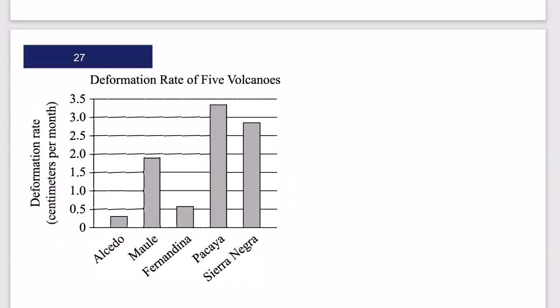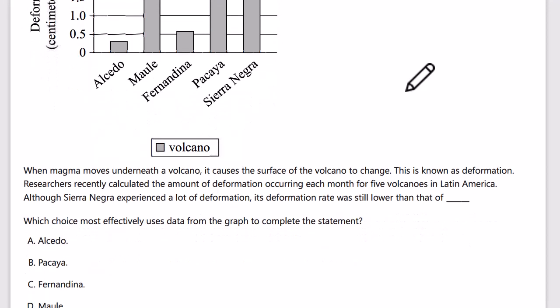Okay, 27, we've got a column chart. This looks like a command of evidence quantitative, and I've got deformation rate of 5 volcanoes, which varies from low to high. So let's take a look. We need to complete this statement here with the chart above. So when magma moves underneath a volcano, it causes the surface of the volcano to change. This is known as deformation. Researchers recently calculated the amount of deformation occurring for each of 5 volcanoes in Latin America. So deformation is going to be our y-axis. Our x-axis is the different volcanoes, okay?